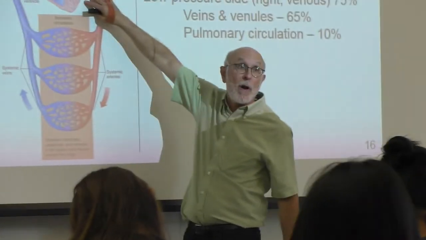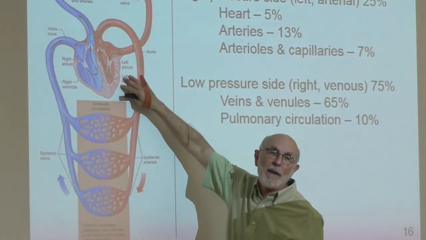Do I want you to know any of these numbers? No. I just want you to know that the high pressure side has less blood than the low pressure side. One third as much. Sorry. So, are you saying the systemic is the left? The systemic circulation is from the left heart, from the left side of the heart.